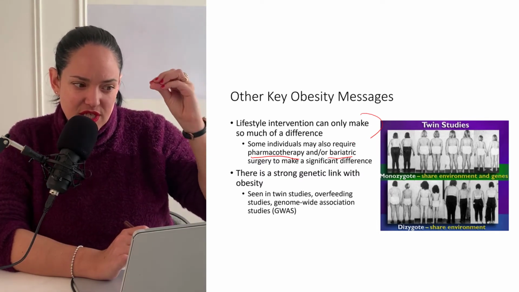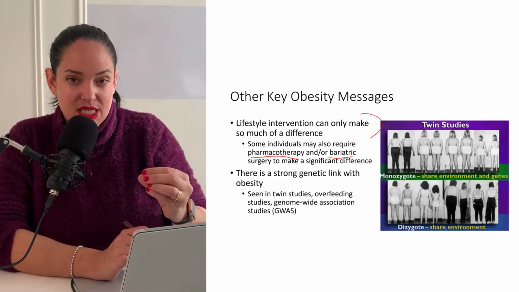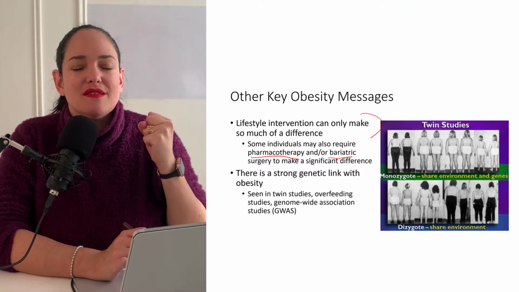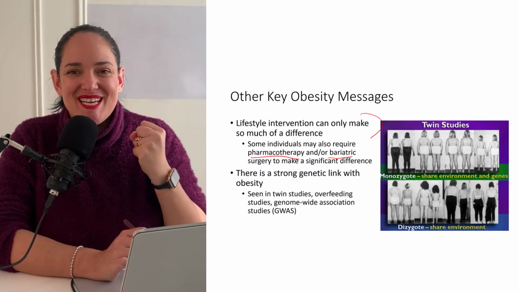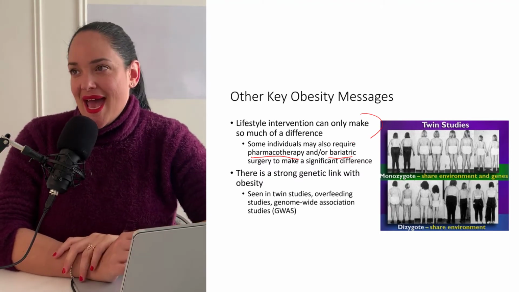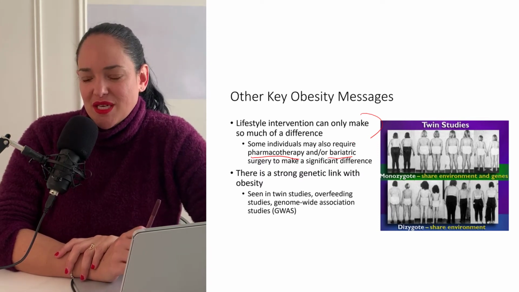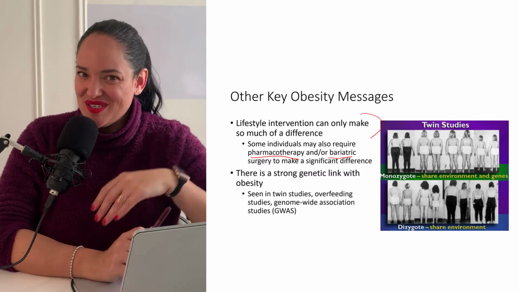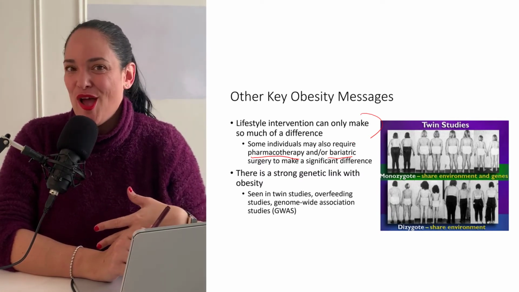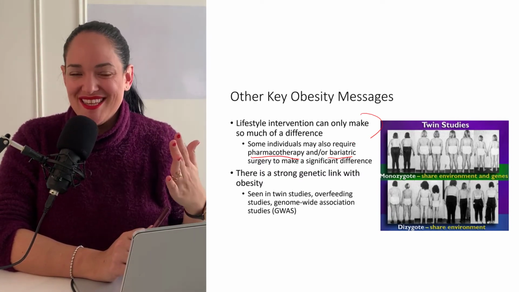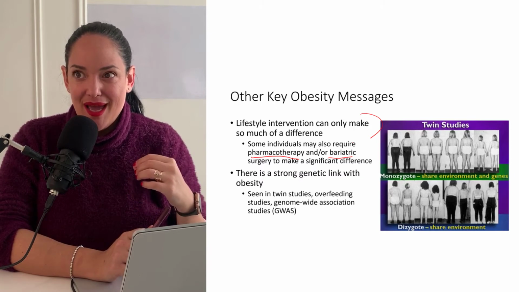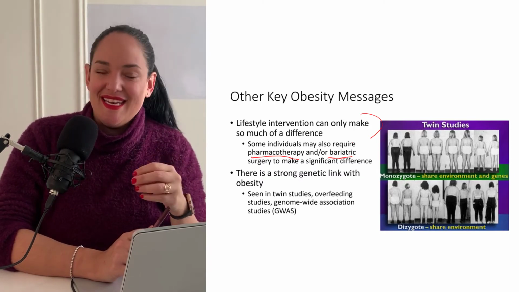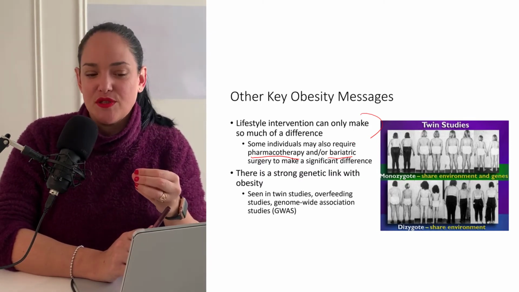Another main message that I really want to say about obesity is that there is a strong genetic link with obesity. And I know that when I say something like this, people are like, oh, you're just trying to make excuses. That's often what you see in comment boards when you talk about the genetic links with obesity, but it's significant and it's very clearly established in the research.